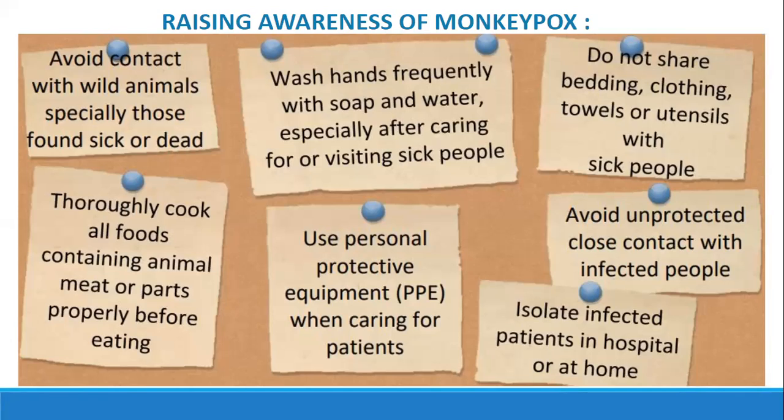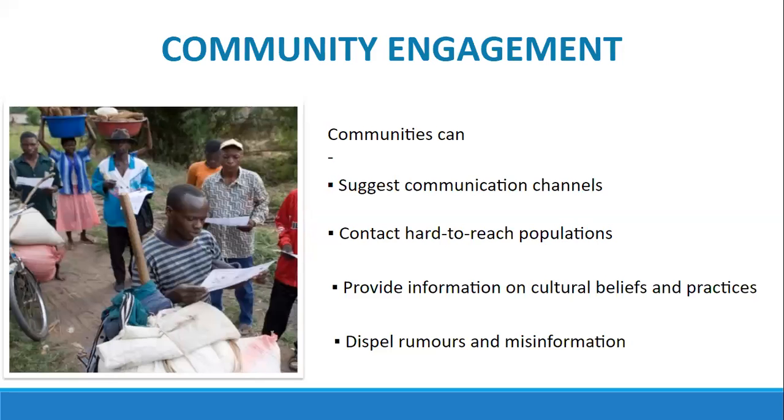Use personal protective equipment when caring for patients. Avoid unprotected close contact with infected people. Isolate infected patients in hospital or at home. So, community engagement. First, with risk communication we have already informed the community. Community engagement can suggest communication channels, contact hard-to-reach populations, provide information on cultural beliefs and practices, and dispel rumors and misinformation.